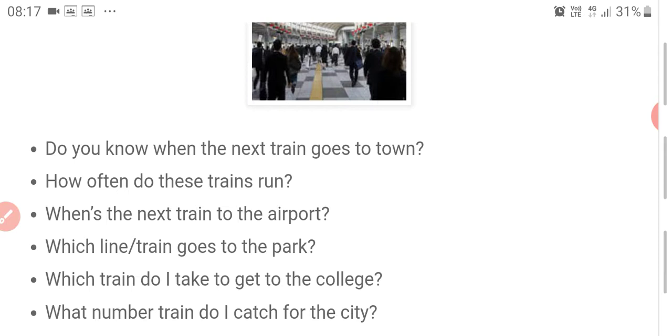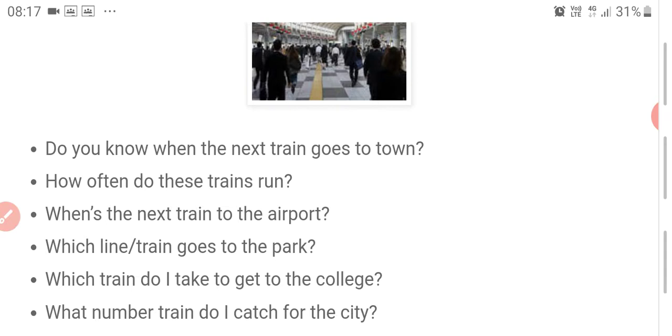Do you know when the next train goes to town? Or you could ask, if you have a particular name for the town, you could say, do you know when the next train goes to Vaniambadi? If Vaniambadi is not something that is known all over, you could say, when the next train goes to Bangalore, via Arkonam and Katpadi.